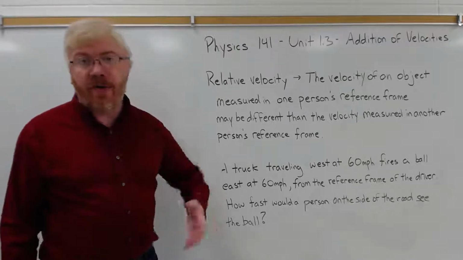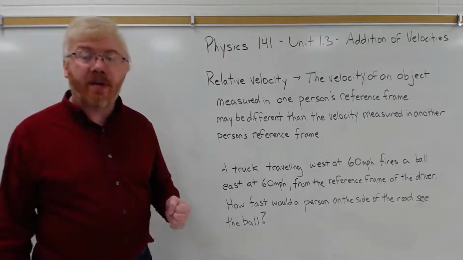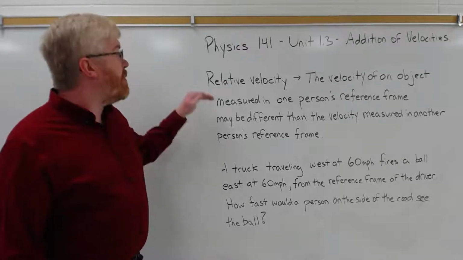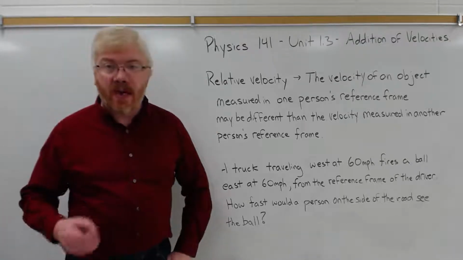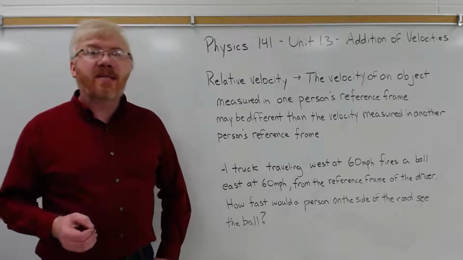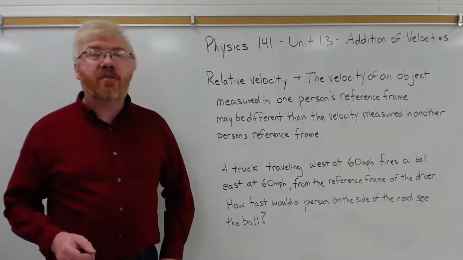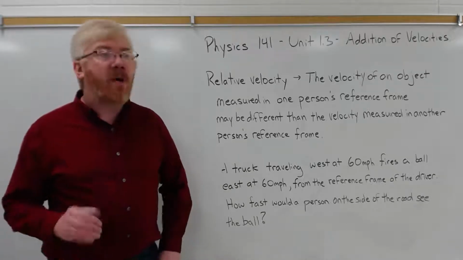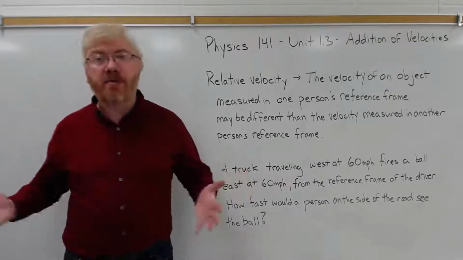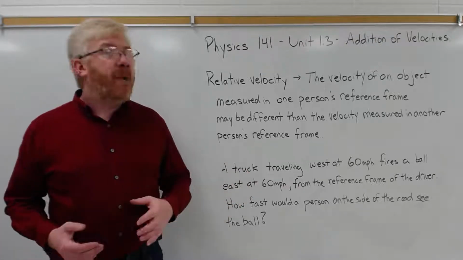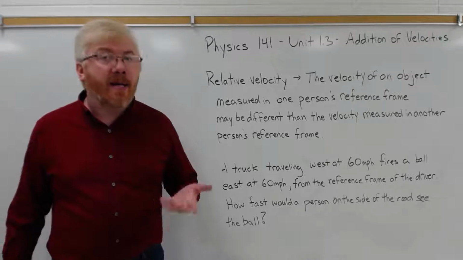Velocities are vectors. Velocities can be added and subtracted from one another. And this is important, especially when you're talking about a relative velocity. Now, relative velocity is the velocity measured from a particular frame of reference. A reference frame is the frame of reference a person chooses, but that reference frame can vary depending on the motion of the person.